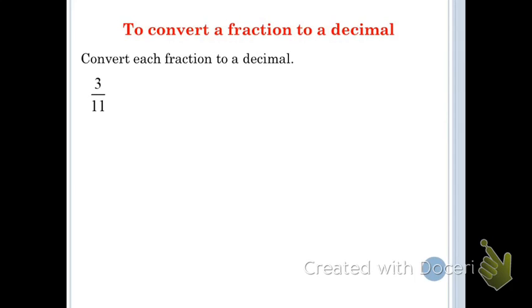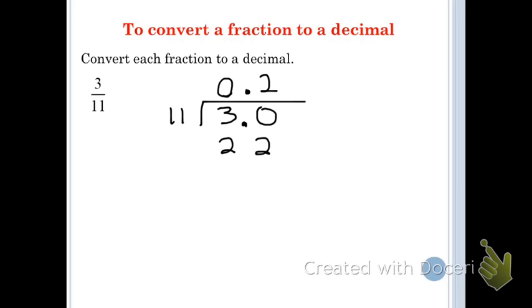3/11. That's 3 divided by 11. 11 won't go into 3. Add a 0. 11 goes into 30 twice. 2 times 11 is 22. 30 minus 22 is 8. Add a 0. 11 goes into 80 7 times. 7 times 11 is 77.